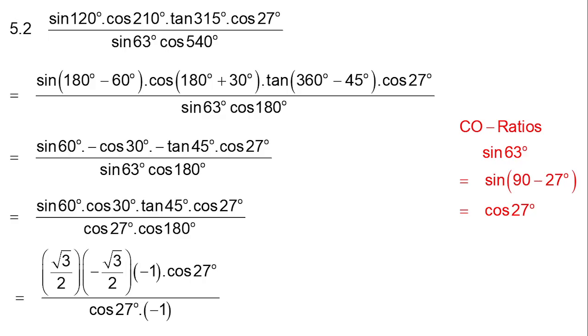So you just substitute your special angles: sine 60, cos 30, tan 45, cos 180. Those are all special angles, even though 180 is not part of the typical 3. So this will divide that. So cos 27 will divide cos 27, and you end up with minus 3 over 4.